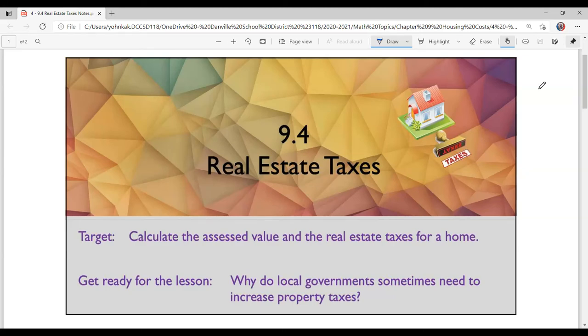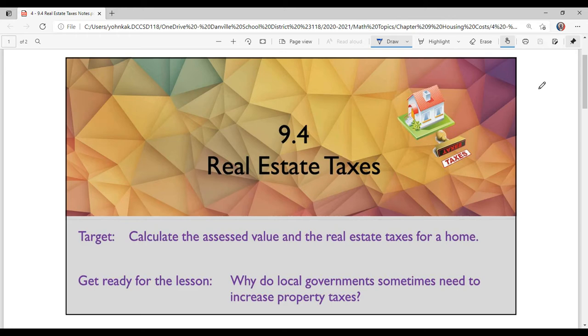Hey kids, welcome to section 9.4, real estate taxes. Today we're going to learn how to calculate the assessed value and the real estate taxes for a home. Big question for today is, why do local governments sometimes need to increase property taxes?